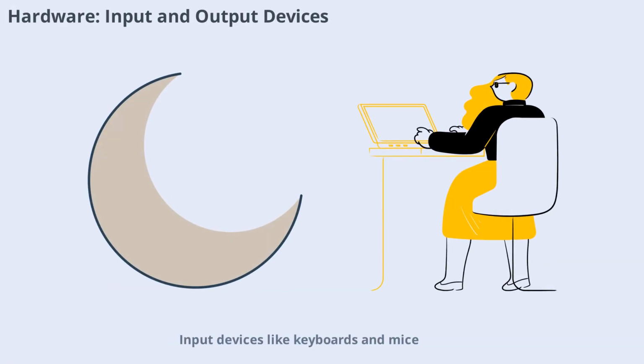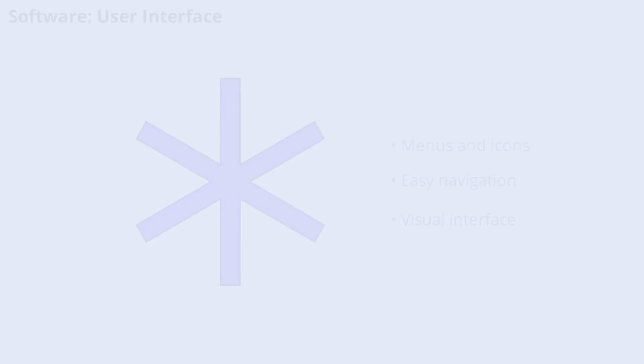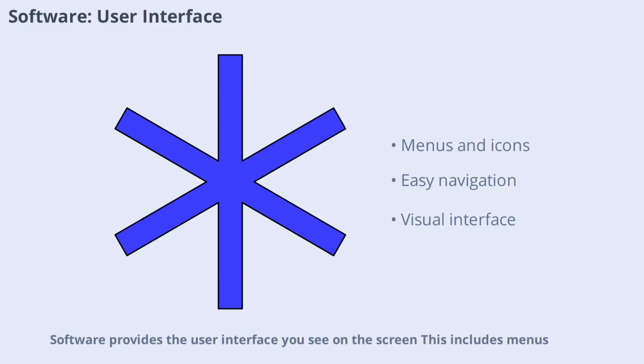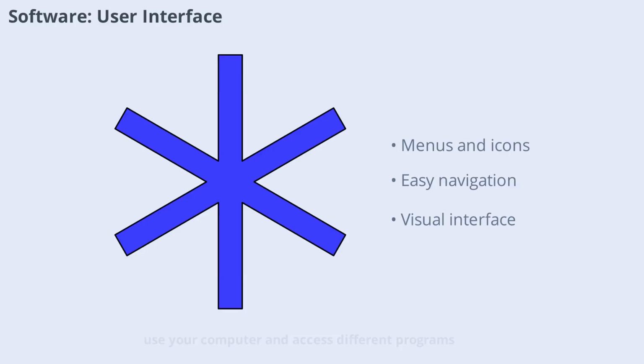Input devices like keyboards and mice and output devices like monitors and printers are all hardware. They allow you to interact with your computer and receive information from it. Software provides the user interface you see on the screen. This includes menus, icons, and windows that make it easy to use your computer and access different programs.